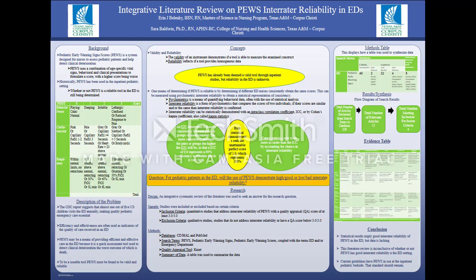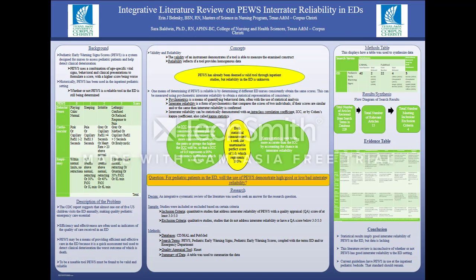Then under concepts is where we really get into the statistics of what it is I'm looking at. So we're looking at inter-rater reliability, and we have to talk here about what validity is and reliability is. And in that pretty yellow oblong circle in the top center, it discusses how PEWS has been deemed to be a valid tool through many inpatient studies, but its reliability in the ED is unknown. Its reliability is having it be used consistently.